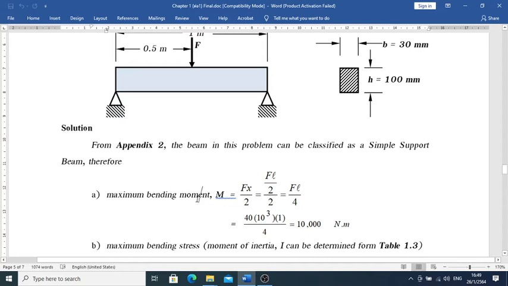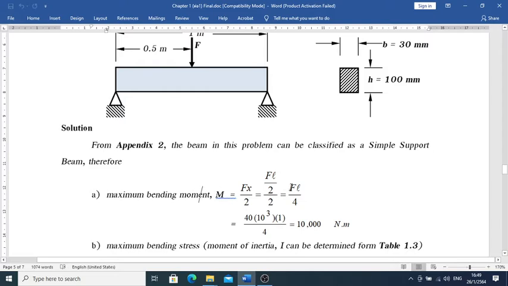We automatically find the bending moment equation, M equal to F times x over 2, and then we plug it in for the maximum. Based on Appendix 2, M is maximum at x equal to L over 2, at the middle of the span. So I make the substitution x equal to L over 2 right there.